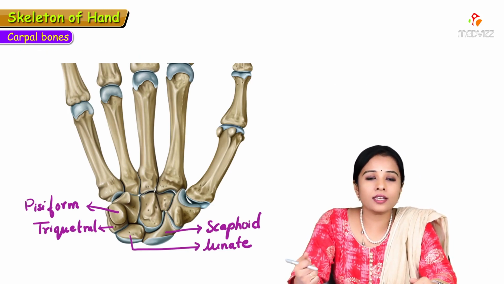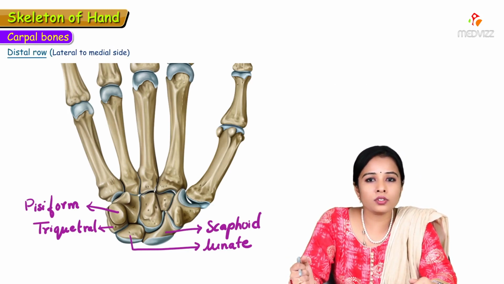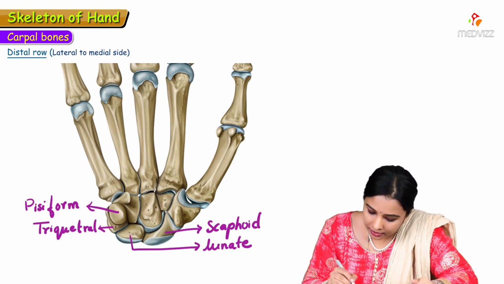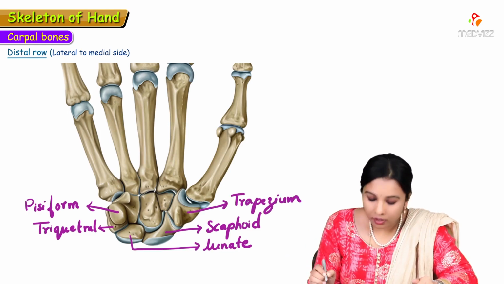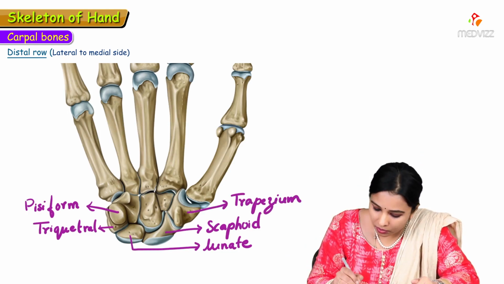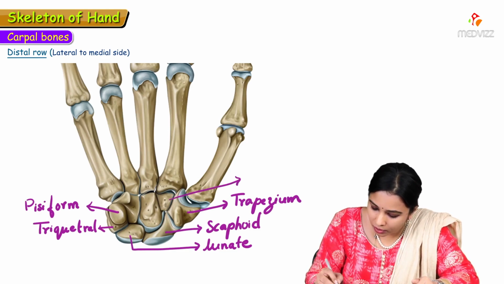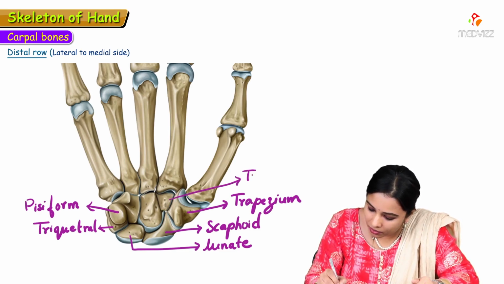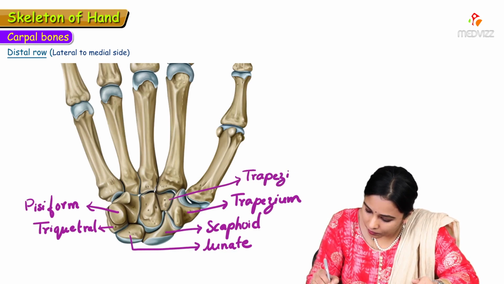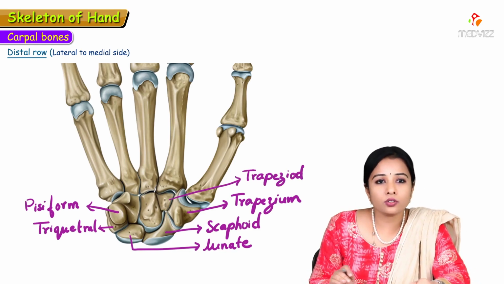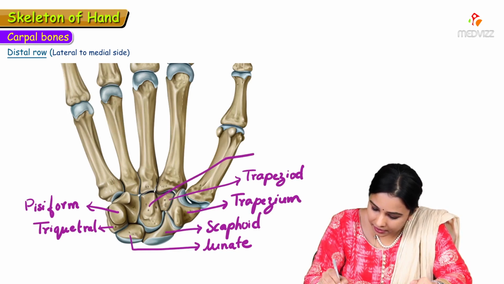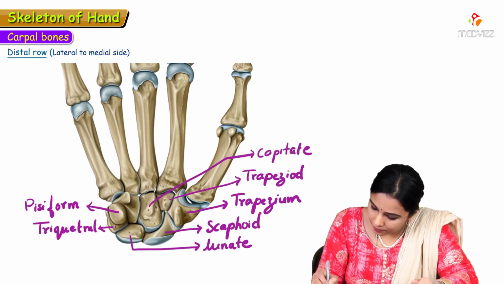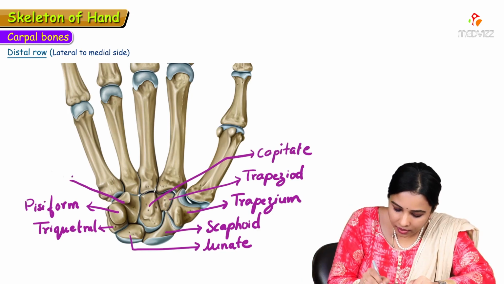Now let us enlist the distal row bones. The distal row from lateral to medial side, the first one is trapezium. Next to the trapezium is trapezoid. The small trapezoid-shaped bone is trapezoid. Next to trapezoid is capitate. The little larger bone is capitate. And the last one is the hamate.